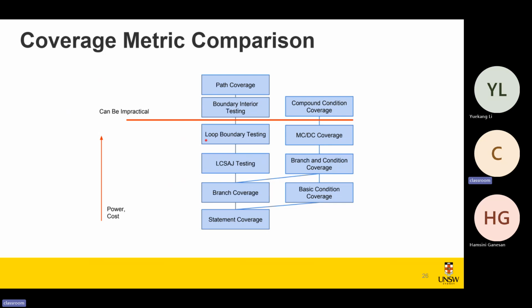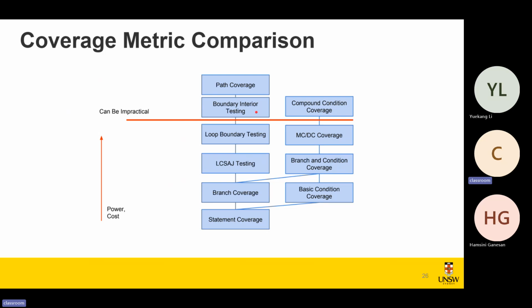And we also learned loop boundary testing. Normally loop boundary testing requires fewer test cases because we only need 3 different test cases most of the time, right? For each one of the loops, we execute the loop 0 times, 1 times, and 2 times. And for boundary interior testing, it could be impractical. Although we only care about the subpath in each one of the loops, there could still be many paths.